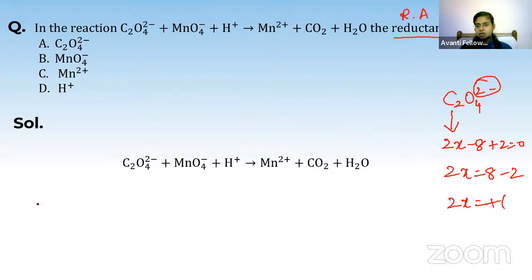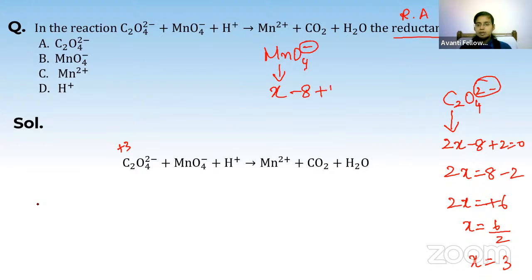And x is equal to 6 by 2. It will be 3. So the oxidation state of carbon is +3. And for oxygen, -2. What about manganese? MnO4-. Can anyone find out the oxidation state of manganese? We have 4 oxygen. 4 into -2 is -8. And since we have 1 minus here, 1 electron has been gained. So x plus 8 minus 1 is equal to 0, x is equal to 7. So for manganese, it is +7.